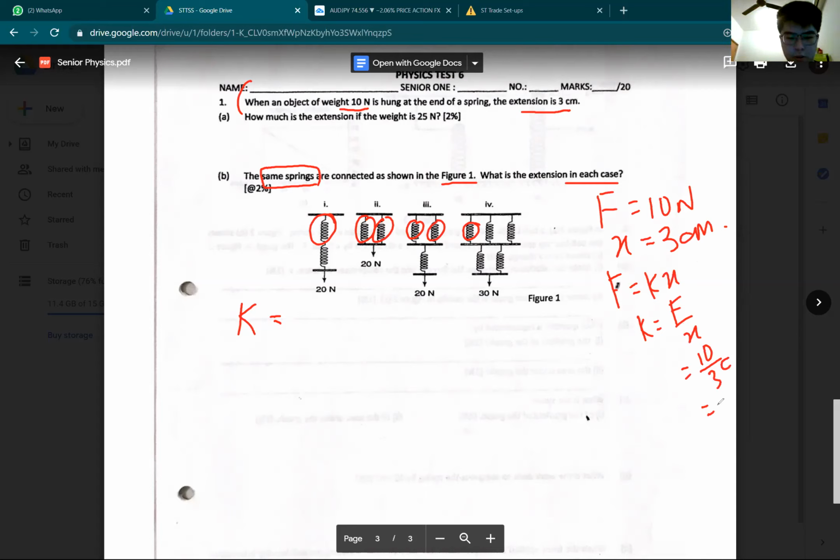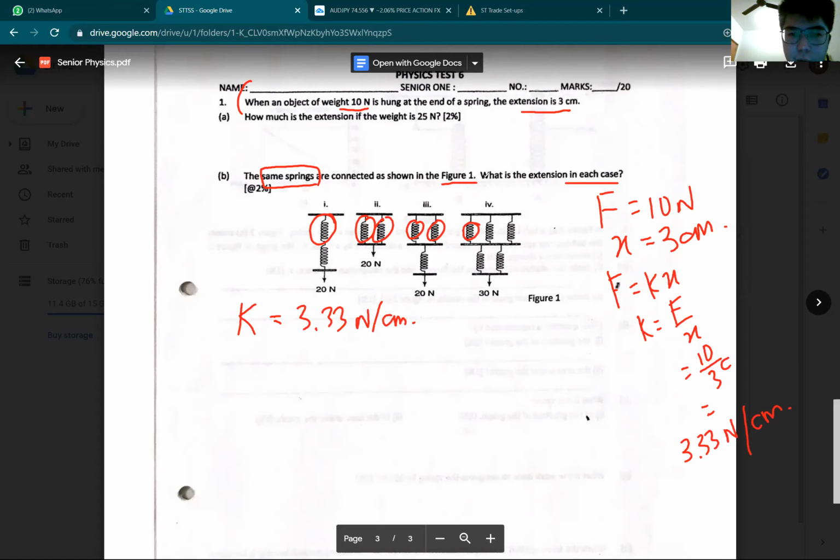Then you get your spring constant, 3.33. Okay, write this down here. 3.33 Newton/cm. Okay, so 写在这边 3.33 Newton/cm. Okay, now 你已经算了 spring constant.